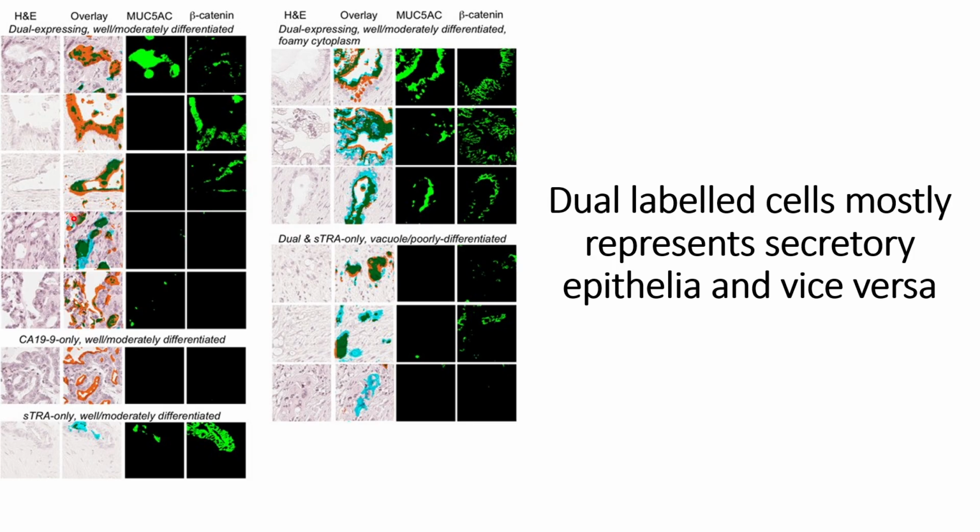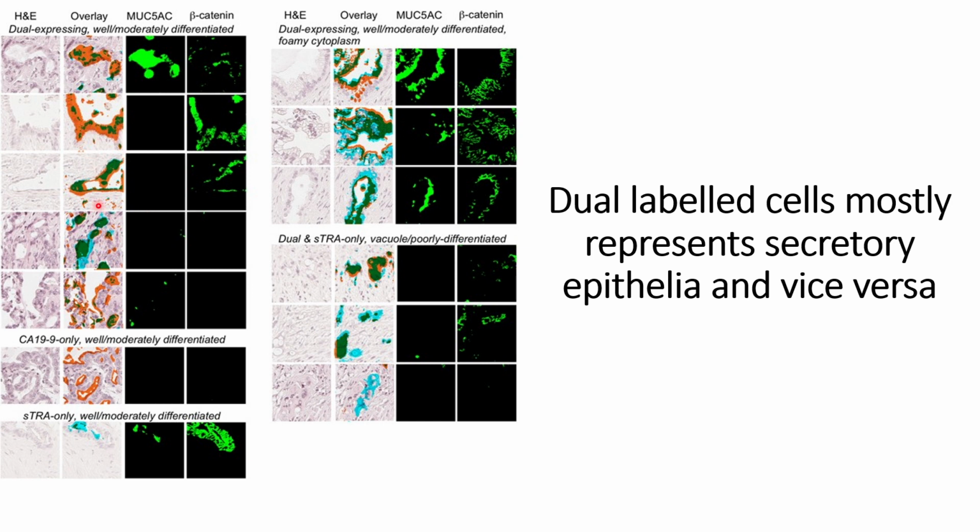And in some of the other examples, we can see that MUC5AC and beta catenin are not present, whereas sTRA and CA19-9 presence is shown. This is the case where the cells are poorly differentiated. So this indicates that as the cells are less differentiated, they will have less MUC5AC and beta catenin.